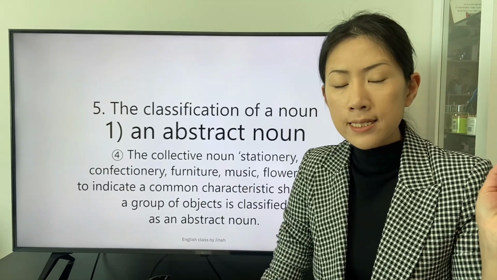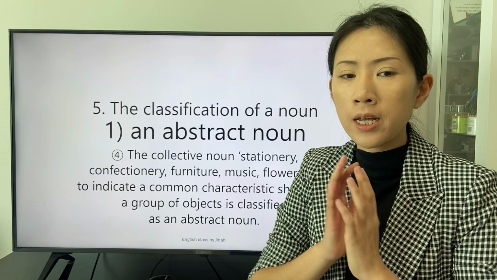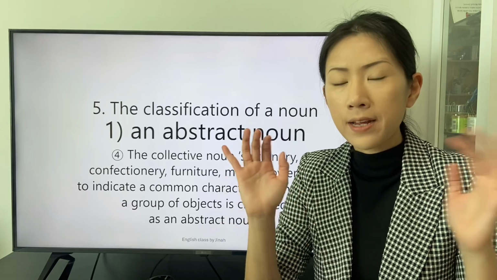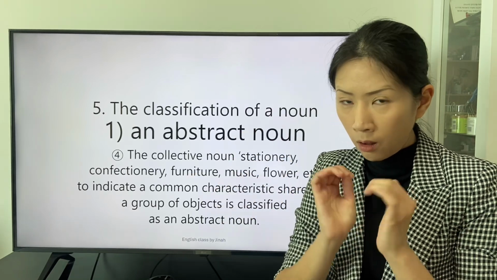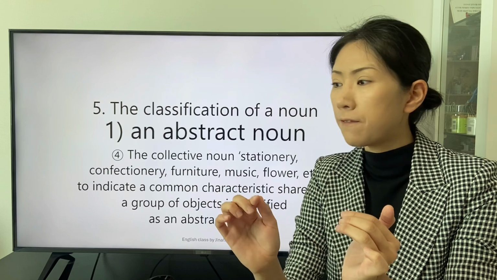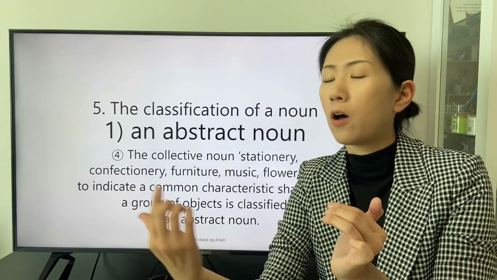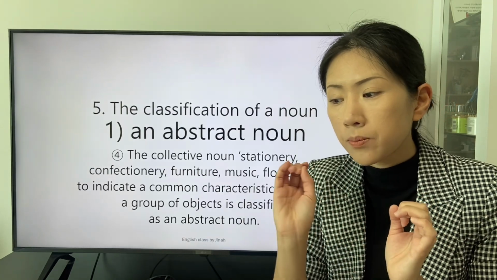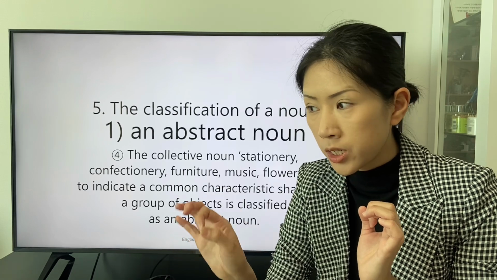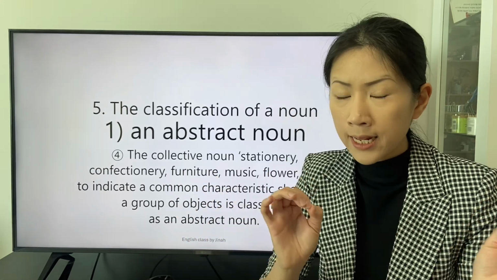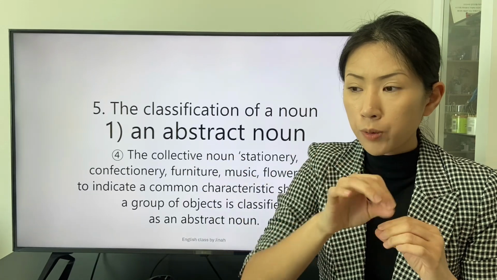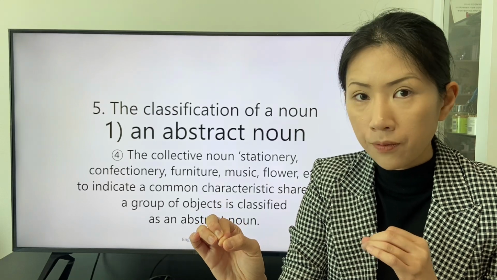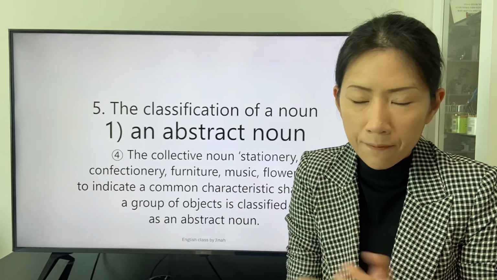The fourth example of the abstract noun is the collective noun. The collective noun indicates a feature of a group of objects. So the collective noun indicates the feature which is metaphysical, and each person in a linguistic group defines all collective nouns, like furniture, with their own definition.